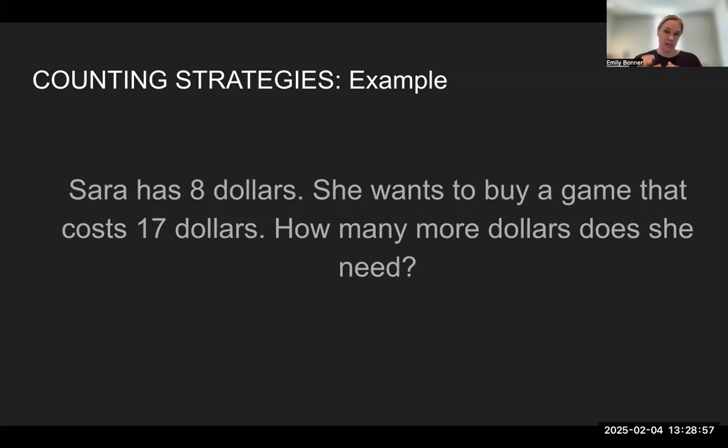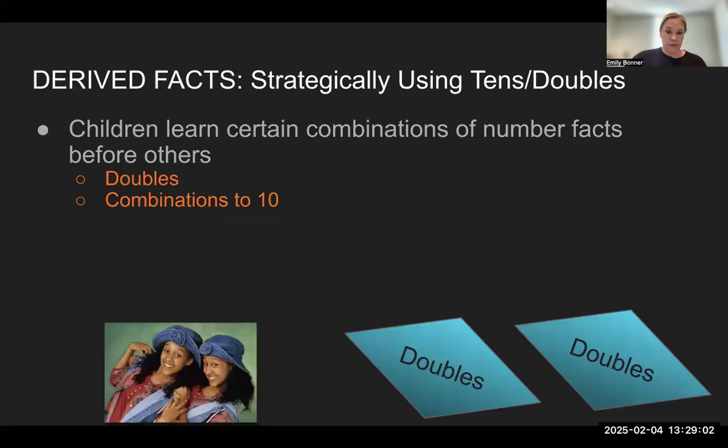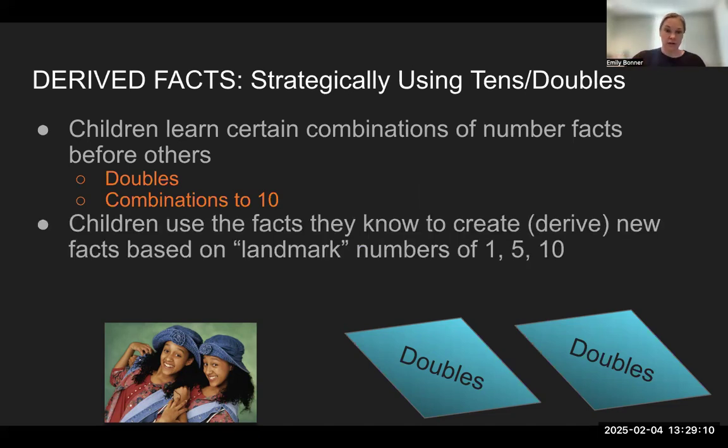That shows great fluency. That's really close to a derived fact. So that's great. So doubles, combinations to 10 is another good one. Like I mentioned, when they use part of the addend to make 10 and then use the rest later. And they'll use those things that they do know to derive new facts, which is great.